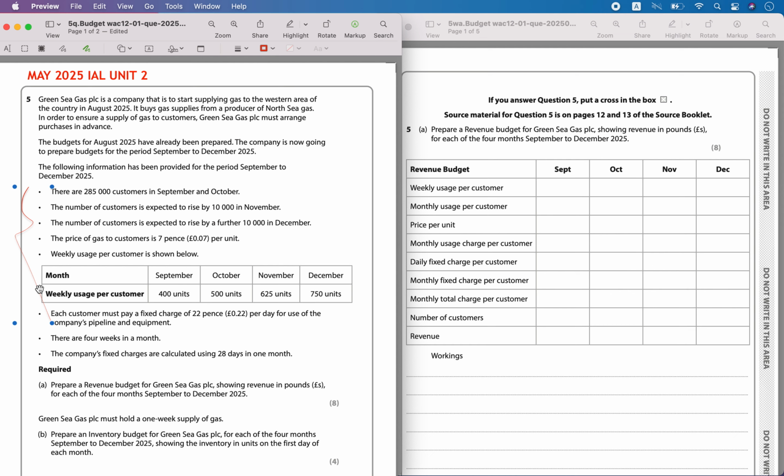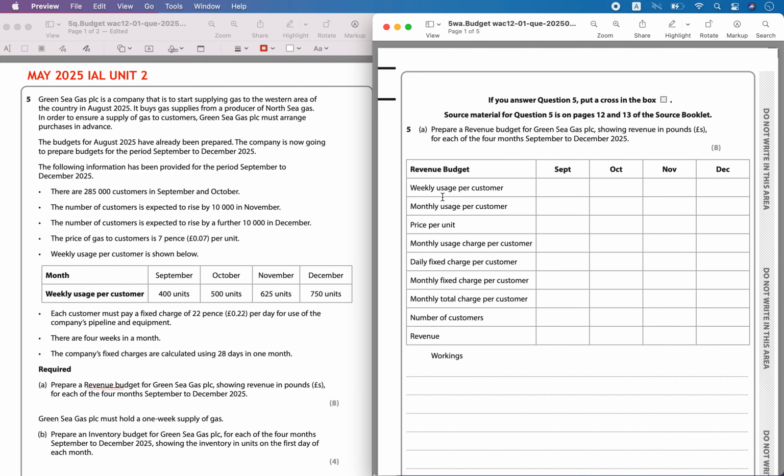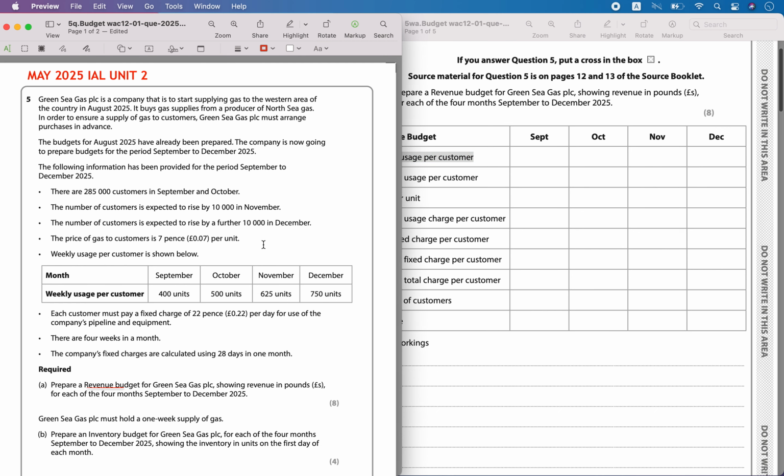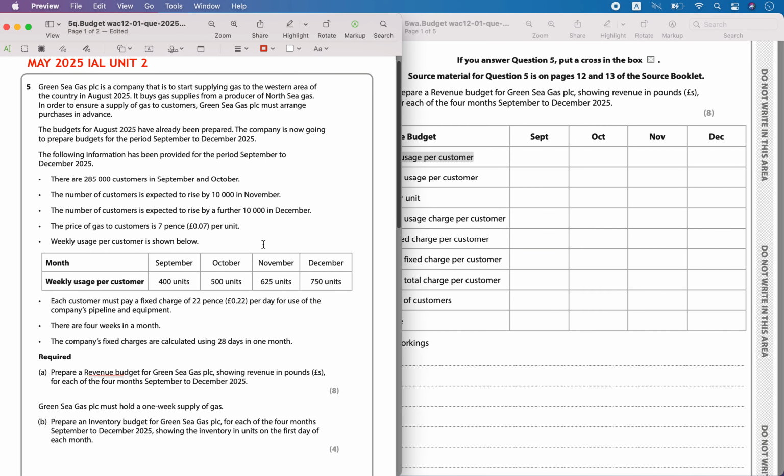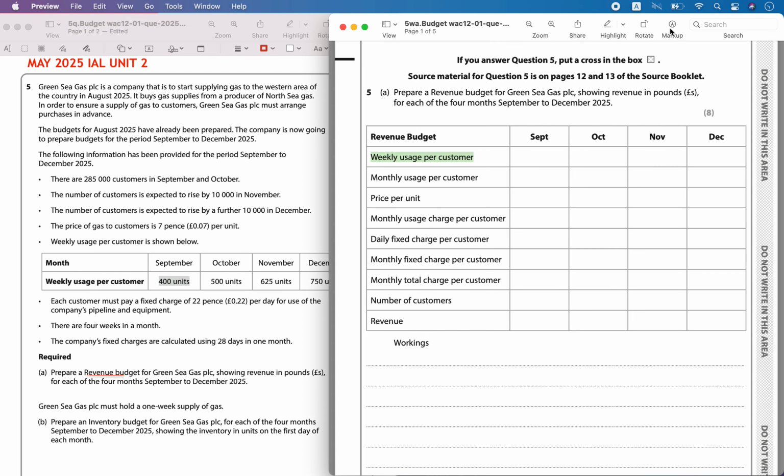Here we can see the information that has been given. The first part of Part A is to prepare the revenue budget for Green Sea Gas PLC. So let's start filling in this table. First is the weekly usage per customer. Here it has been directly given, so let's write 400 units as the weekly usage in September.